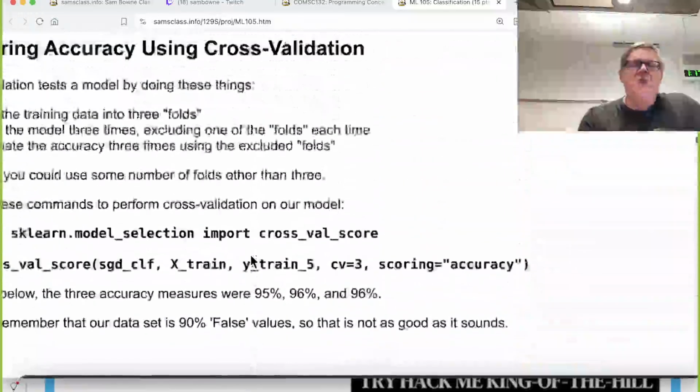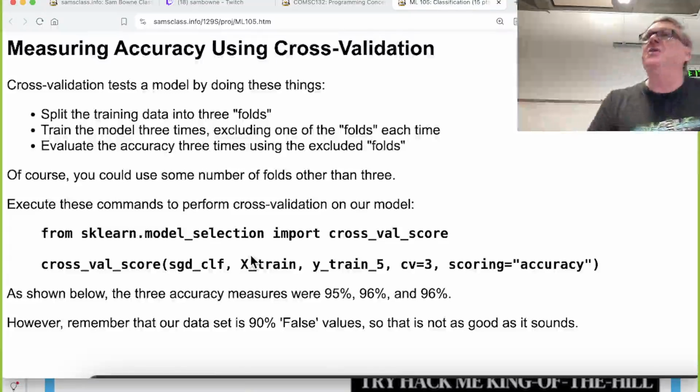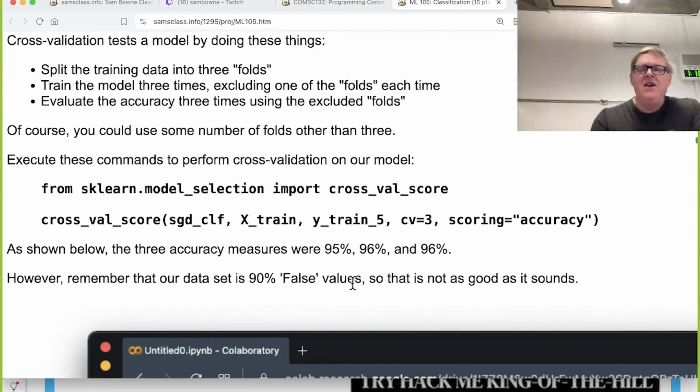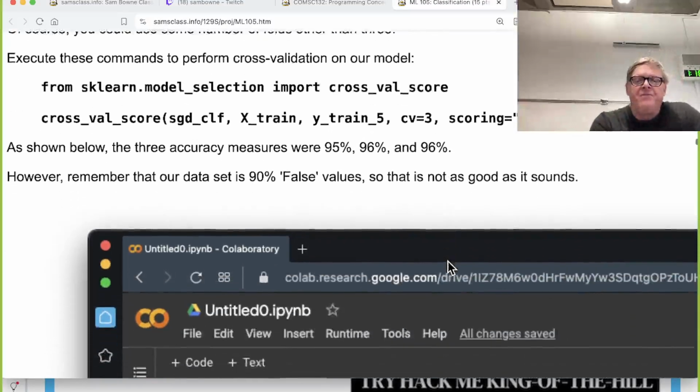Now you're doing this with cross-validation. This is another way to test a model. You split the training data into 3 parts, and then you train it on 2 parts and test it on the 3rd part, and then you just shuffle them. So you train it 3 times on different 2/3 of the data and test it on the other 1/3, and here you get 95%, 96%, and 96% correct. That's cross-validation, and that works.